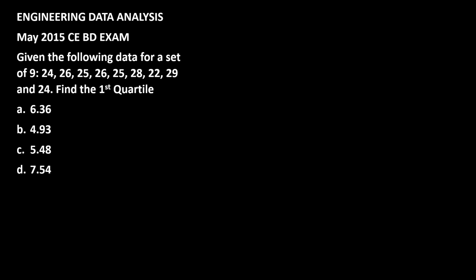Given the following data for a set of 9, we have the following numbers: 24, 26, 25, 26, 25, 28, 22, 29, and 24. So we have to determine the first quartile. For the choices that we have in this given problem, A 6.36, B 4.93, C 5.48, and letter D 7.54. What do you think is the correct answer so that we can solve our first quartile?